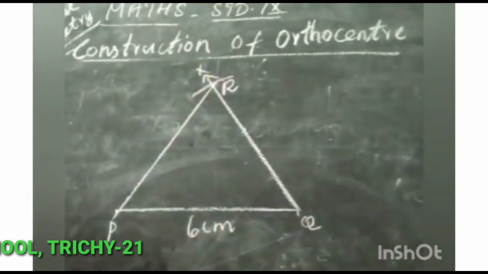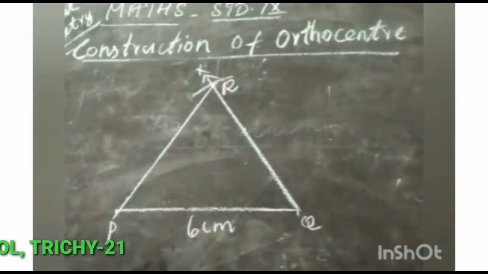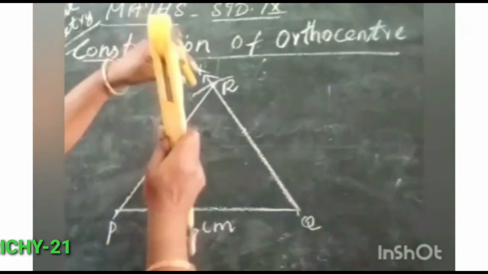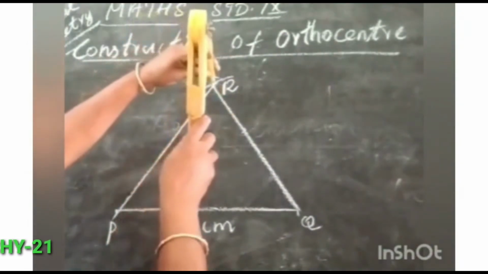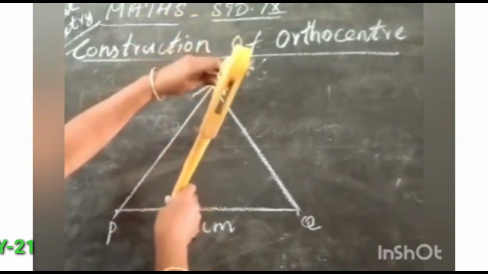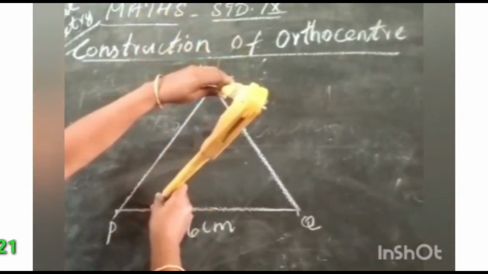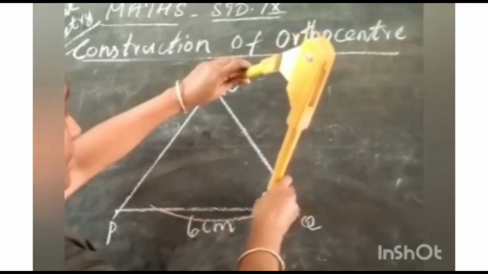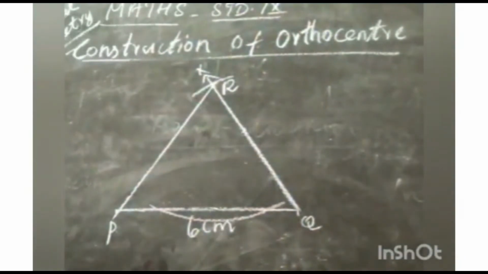Now after that you can start the altitudes. Again by using the compass you can take the measure of this one. Keep your compass on R as center. You can draw a big arc, a semicircle, like this. Then the arc cuts at two points.